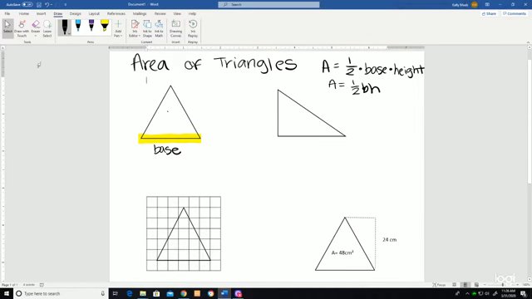Now, if you've watched any of my other videos, I have talked about how the height is straight up and down. The height is the highest point to the lowest point, and it is a straight line connecting those two. It is also perpendicular. Okay, it's perpendicular to the base, which means that it makes a right angle.